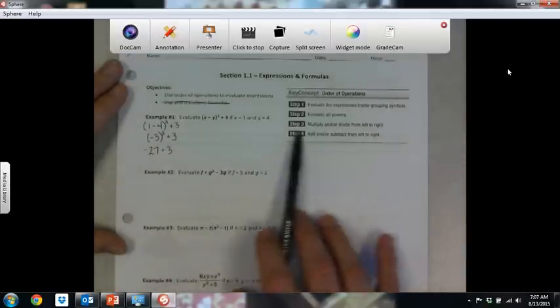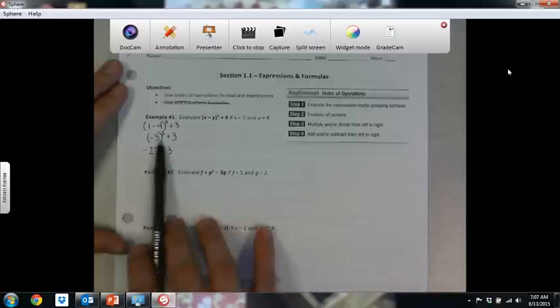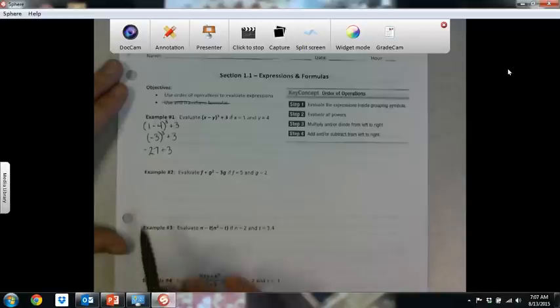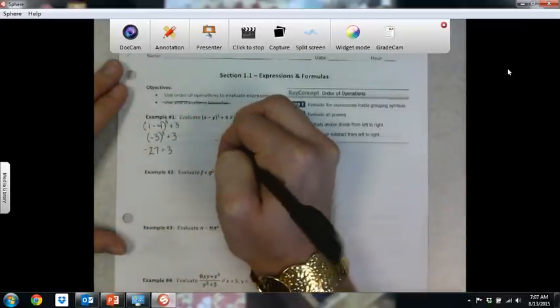The next step in my order of operations here would be to multiply or divide from left to right. There's no multiplication or division left in my problem. And the last step here is to add or subtract from left to right. So I'm going to do negative 27 plus 3, which is a negative 24.